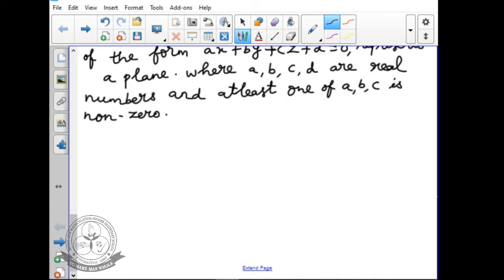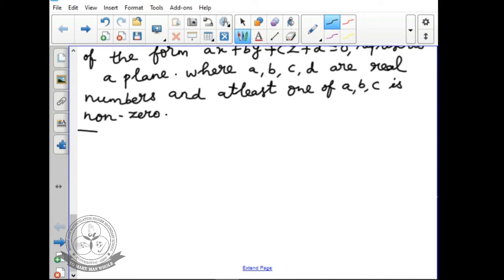In 10th standard, in our chapter 3, we are going to see simultaneous linear equations in three variables. The form is ax plus by plus cz plus d equal to 0. That represents a plane. a, b, c, d are real numbers. At least one of a, b, c is non-zero. Only then can we solve the equation and get the solution.